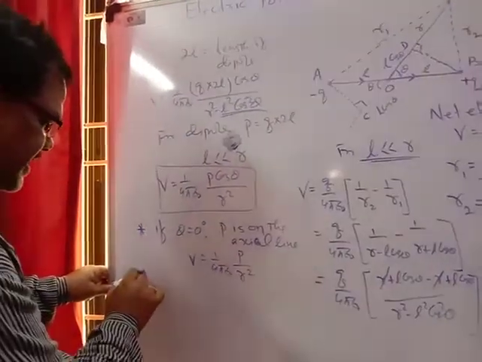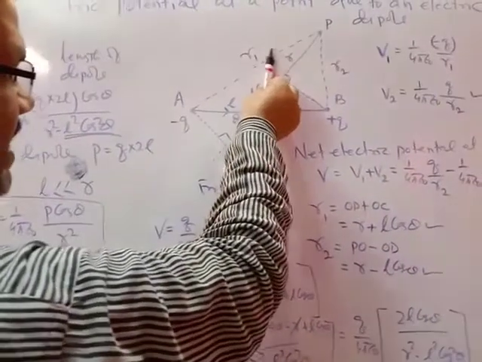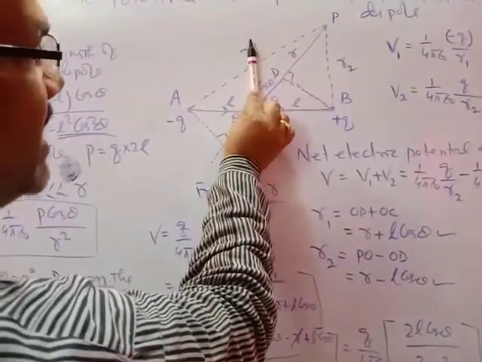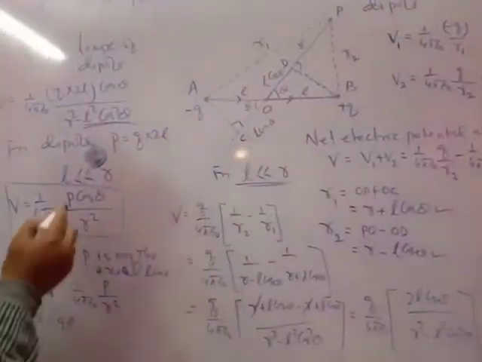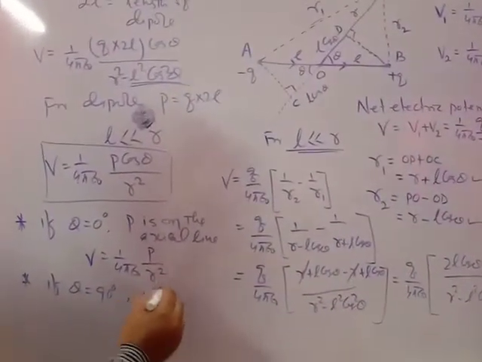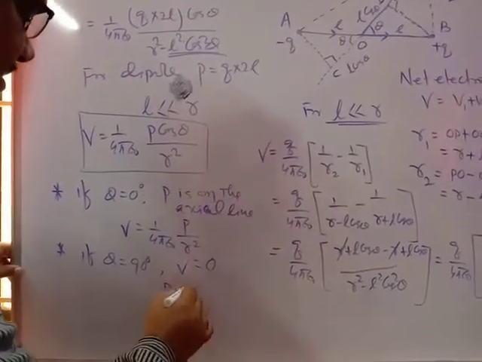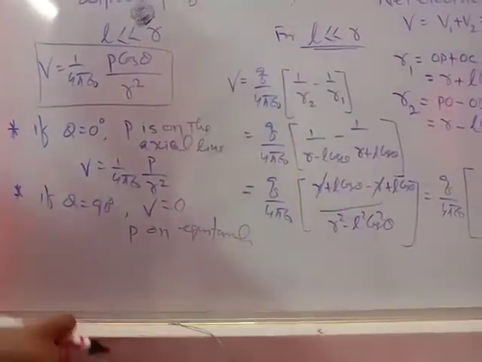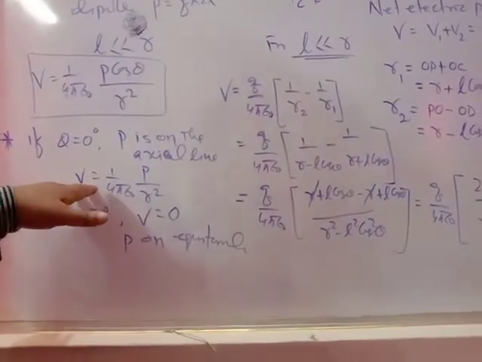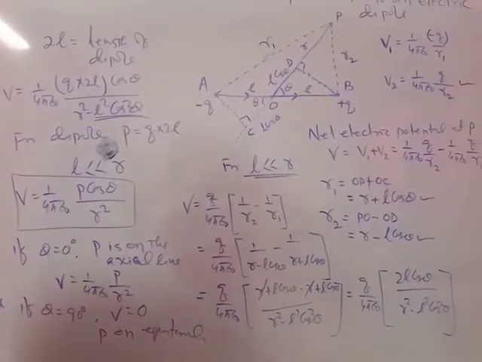If theta equal to 90 degree, what will happen? Because this point P was here in this case and it is like 90 degree, the point P will be on the equatorial line. So for theta 90, V will be 0, because cos 90 is 0. That is the point P on the equatorial line. So it is clear, on the axial line, the total potential V equals 1 upon 4 pi epsilon naught P by R square. On the equatorial line, the potential equals 0.